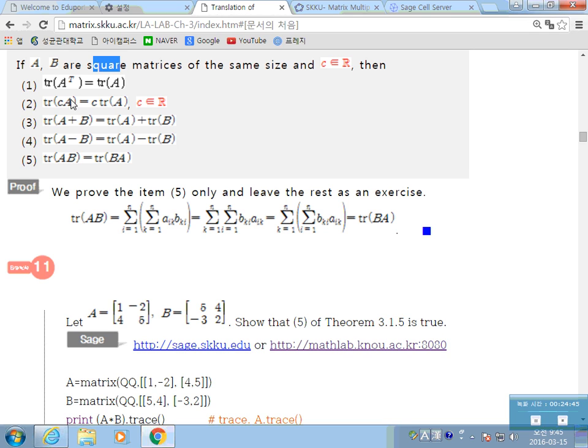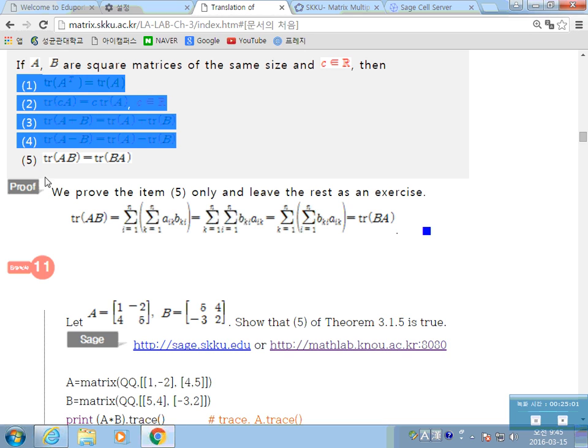It's a square matrix. And the trace of cA is equal to c times the trace of A. And the trace of A plus B is the trace of A plus the trace of B. And the trace of A minus B is the trace of A minus the trace of B. And the trace of AB is equal to the trace of BA. The others are all easy, very trivial things.